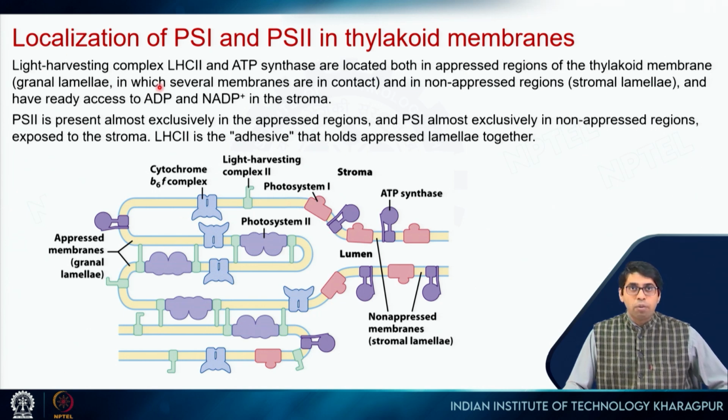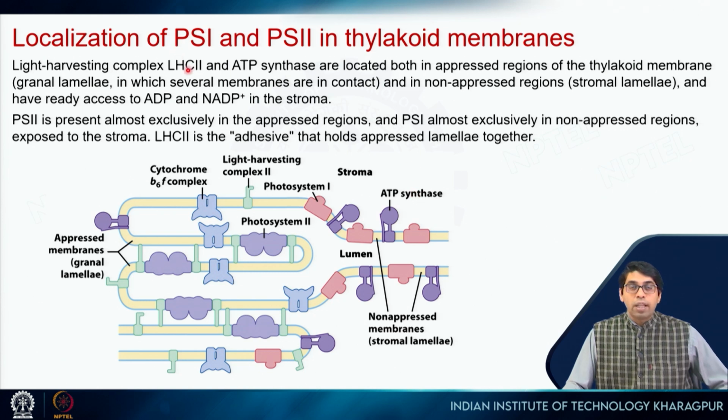The light harvesting complex LHC2 and the ATP synthase are located in both appressed regions of the thylakoid. So what is an appressed region? This is an appressed region where the membranes are sticking together, right? So in this appressed region of the thylakoid membrane, which is also called the granal lamellae, several membranes are in contact. So they are in contact with each other, right? And non-appressed regions are this, okay? So this is the stromal lamellae, right?